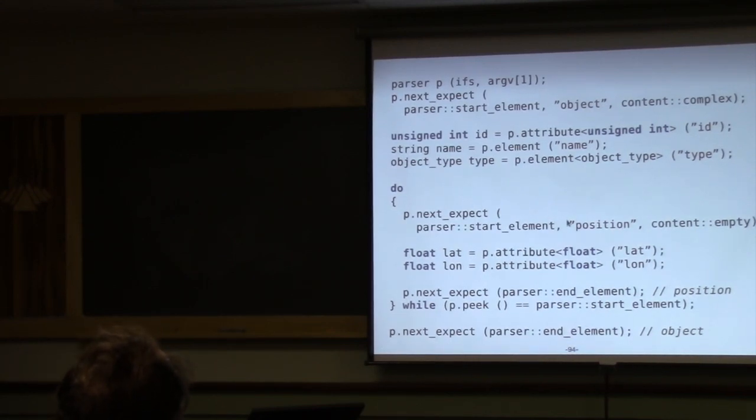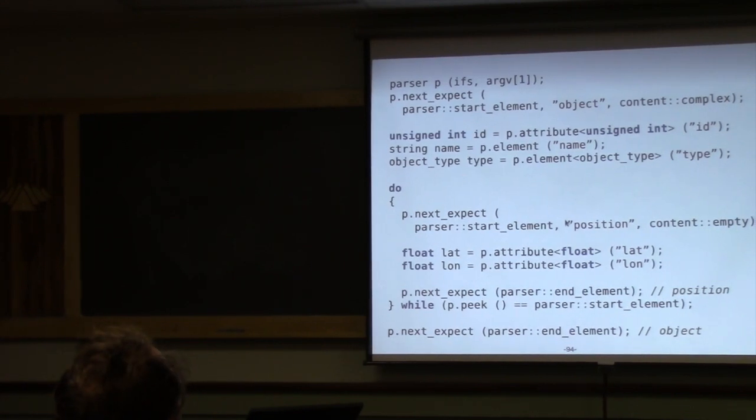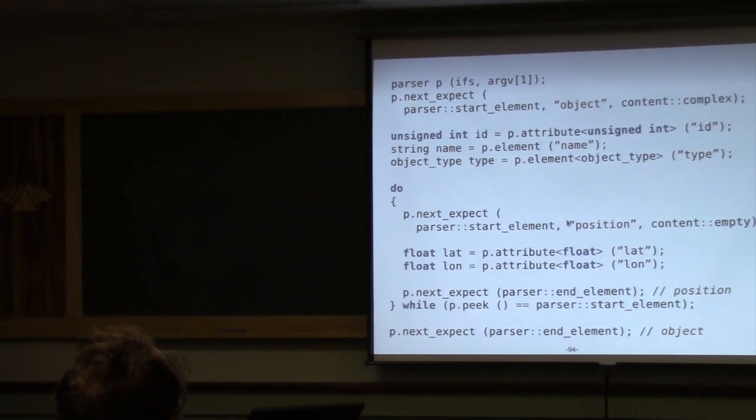Okay, question? Well, the implicit assumption here is that we should have at least one position element. So this is enforced in this arrangement. I go unconditionally into the loop and expect to get a position. If there is another position, then I go again.